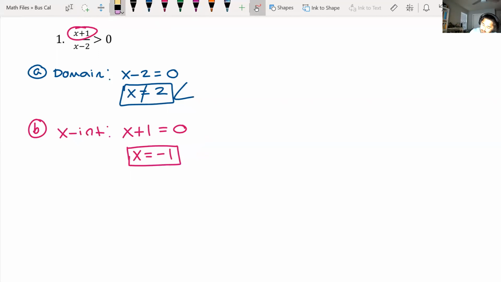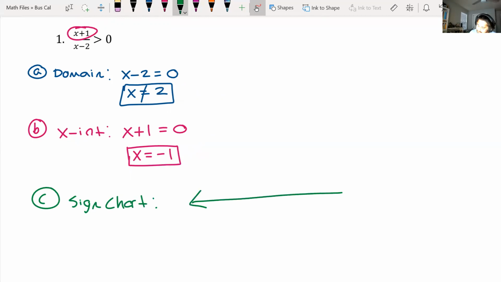And then next, step C, we create our sign chart or number line, whatever we want to call it. I'll say sign chart to be more accurate. And here we are. Here's negative infinity. Here's positive infinity. And what two numbers am I plotting on it? -1 and 2. And -1 is going to be a closed circle, and 2 is going to be an open circle because it's undefined, right? There you go.